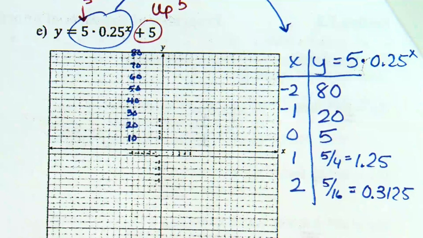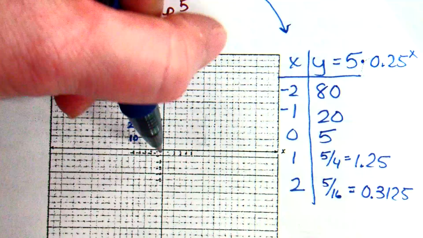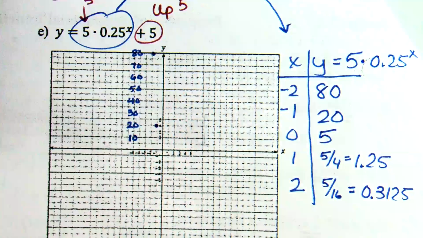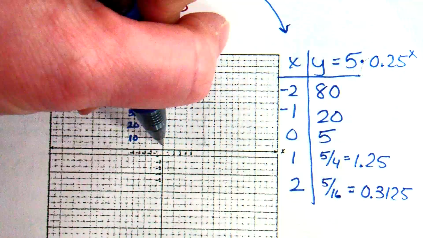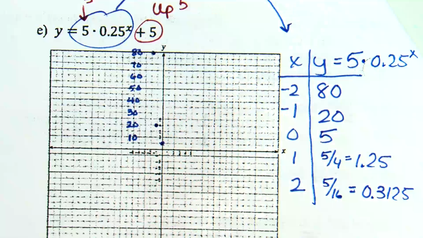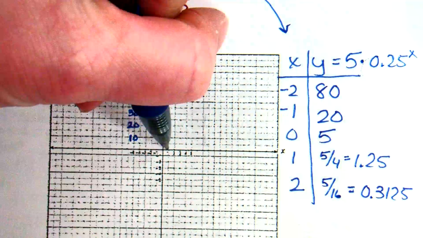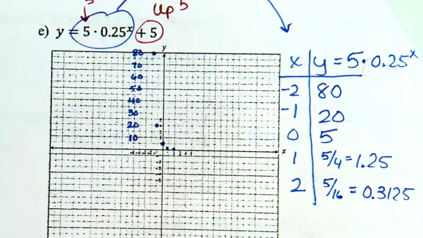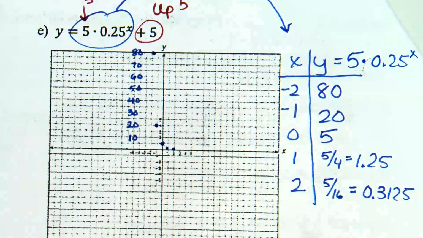Now as we go to graph this, if you graph the original dots as is, negative 2, 80 means I'm going to go left 2, up 80. Negative 1, 20, left 1, up to my 20 line. 0, 5, where is 5? The first line, what looks like 1, right? 1, 1.25. So right 1, up just a little. 2, 0.3125. Right 2, up a little.